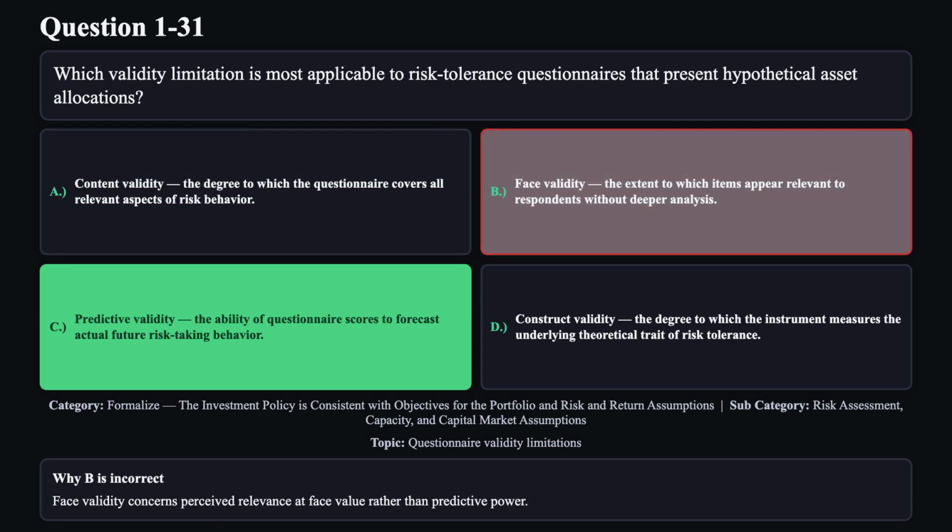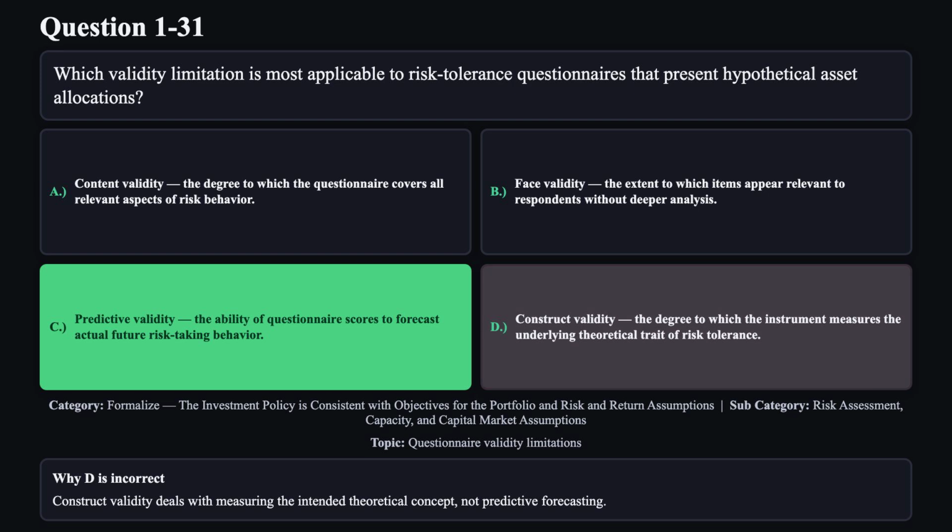Reason B is not correct. Face validity concerns perceived relevance at face value rather than predictive power. Reason D is not correct. Construct validity deals with measuring the intended theoretical concept, not predictive forecasting.